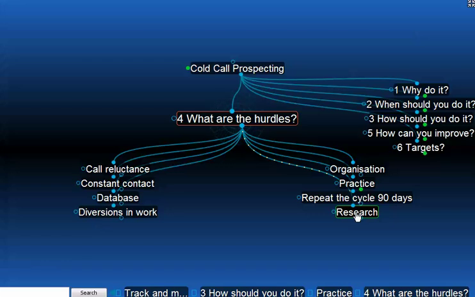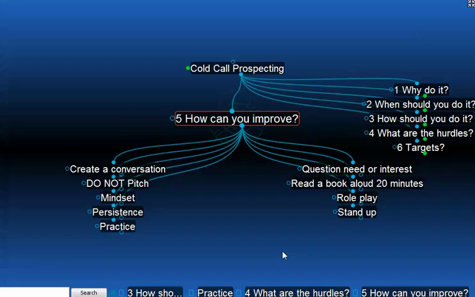Making the calls requires research, and you need to do the research the night before. Don't delay, don't hold yourself up when you're in the office doing the research. Do it the night before, do it at home, do it on the internet. It's quite easy. So how can you improve?